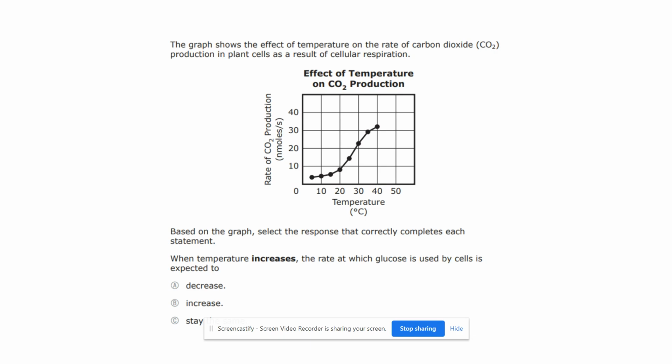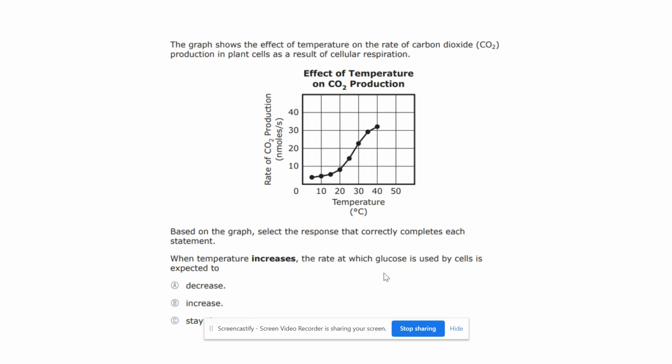When temperature increases, the rate at which glucose is used by cells is expected to... Pause the video now so you can come up with an answer on your own. Okay, so the correct answer for this question would be B, increase. So if we look at the graph, we see that when the temperature increases, there is more carbon dioxide being made. So as the temperature goes up, there is more CO2 production. So that tells us that if more CO2 is being made, there must be more cellular respiration happening.